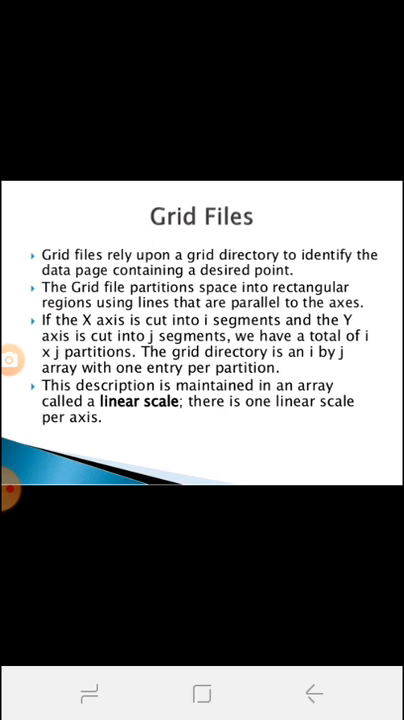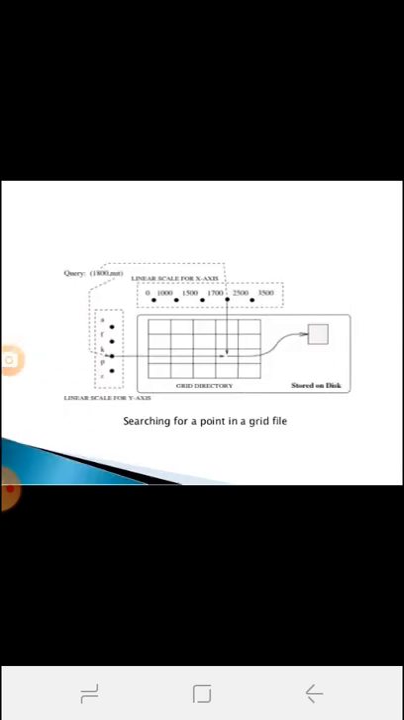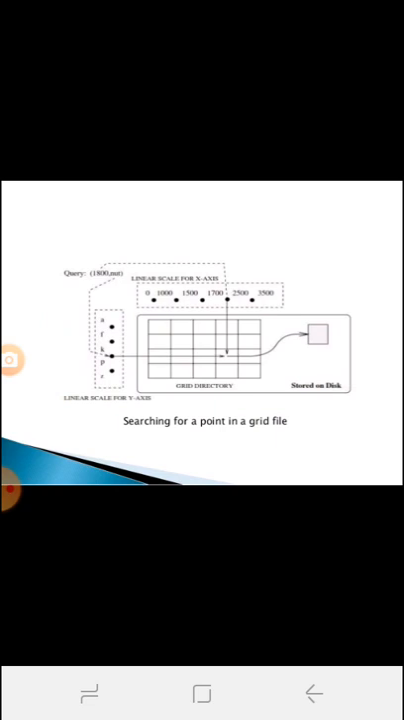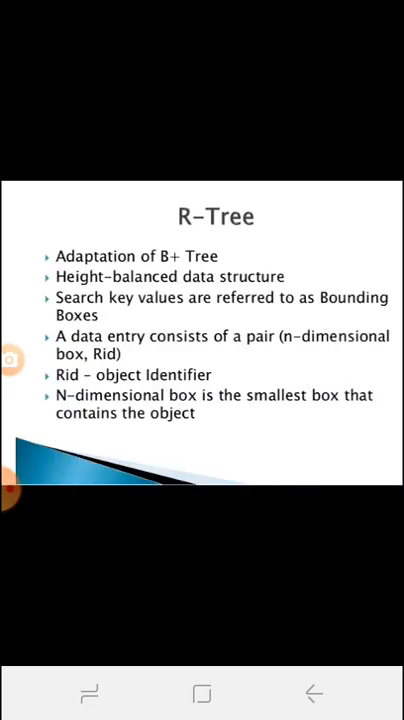Then grid files. In a grid file, the grid directory is used to identify the data page containing the desired point. A grid file partitions space into rectangular regions using lines that are parallel to the axes. Here is the example of how to insert the data.